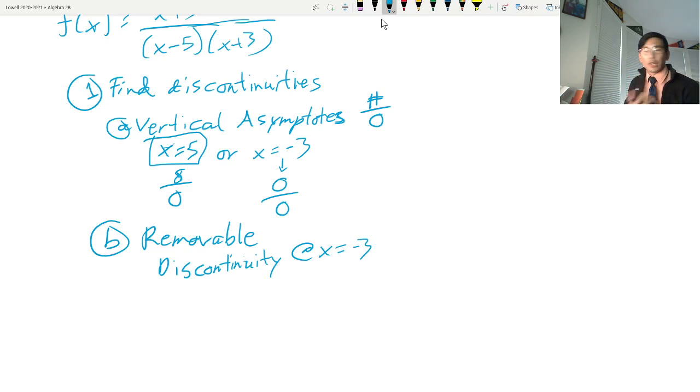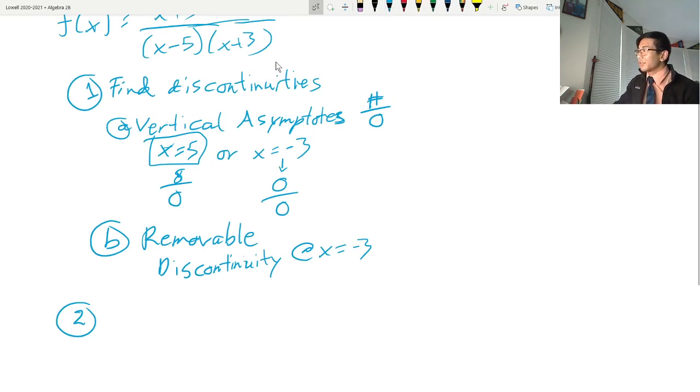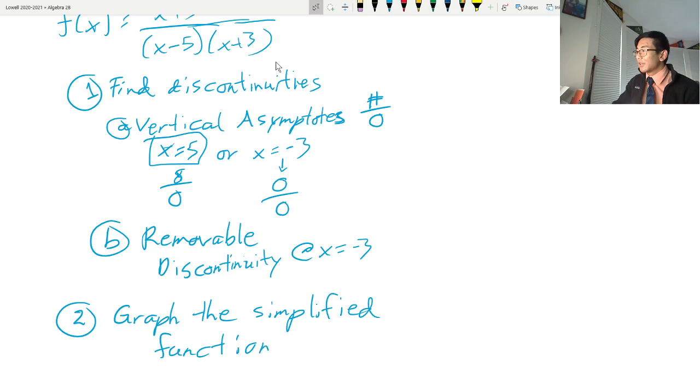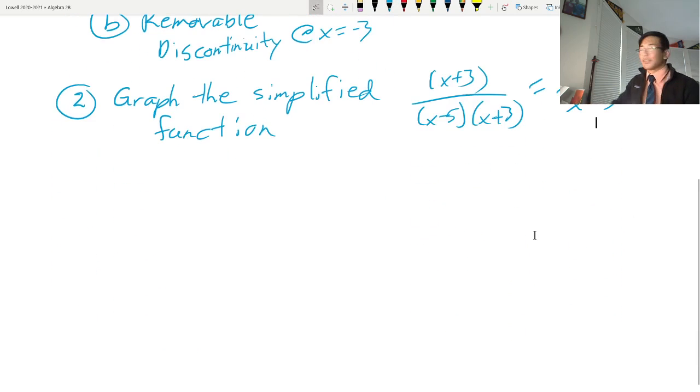Now, I would also like us to know where that point is vertically. So how do we figure that part out? This goes back to graphing, step 2: graph the simplified function by canceling out the common factor. Our original equation is x plus 3 over (x minus 5)(x plus 3). If I cancel out the x plus 3's, we get just 1 over x minus 5. And so this graph is going to look like this.